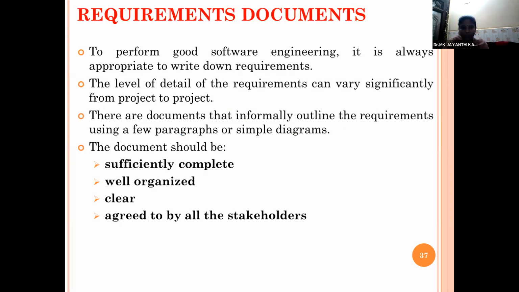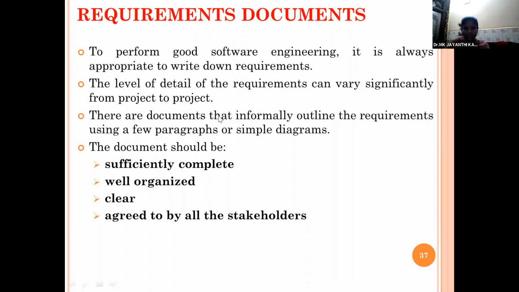So after the requirements are collected, we'll write down the requirements in a documentation form. So what does a requirements document mean? To perform good software engineering, it is always appropriate to write down requirements. The level of detail of the requirements can vary significantly from project to project.